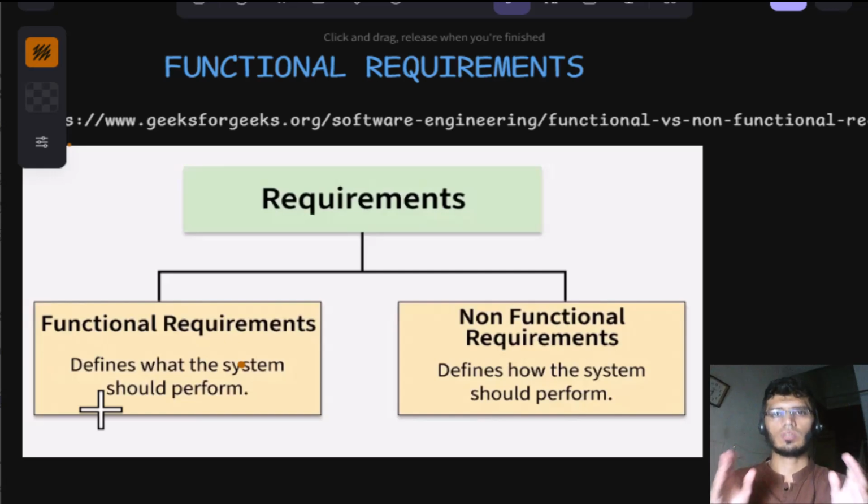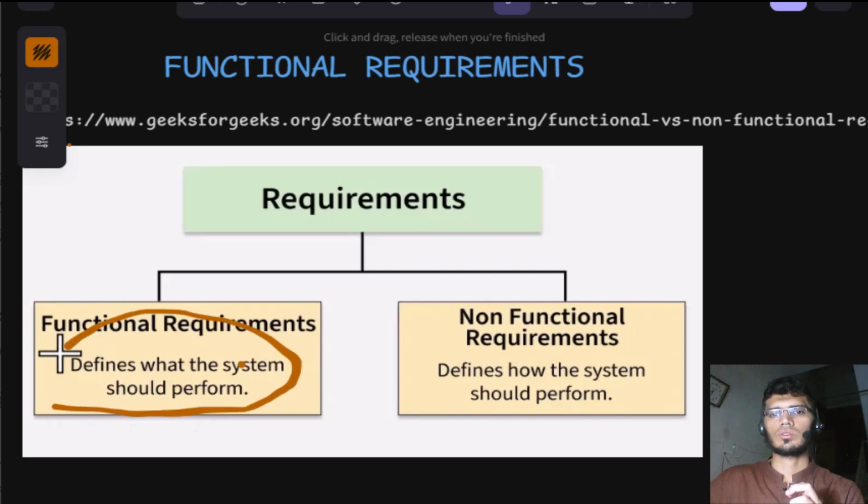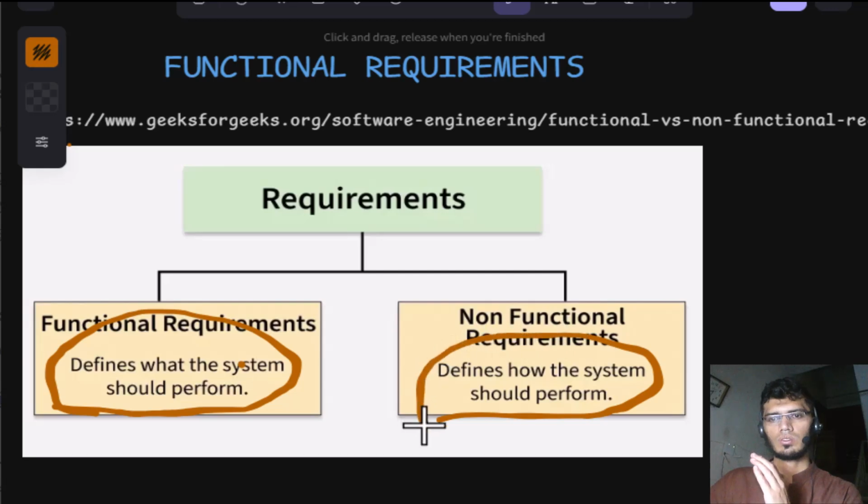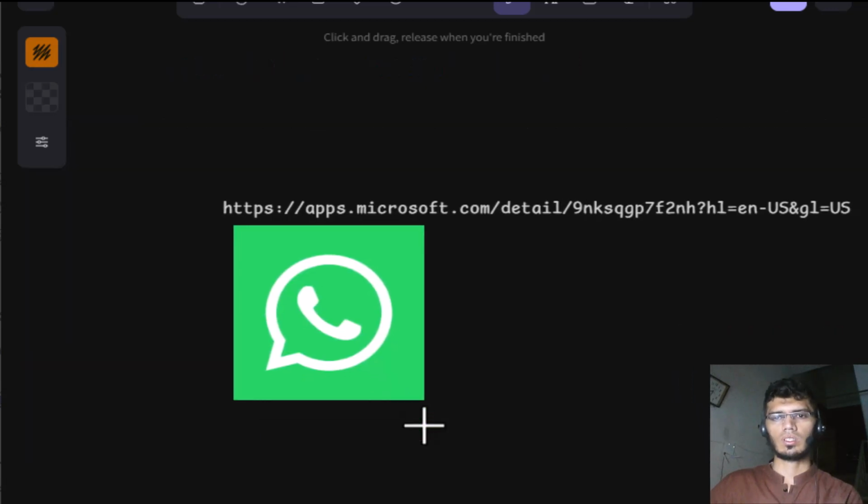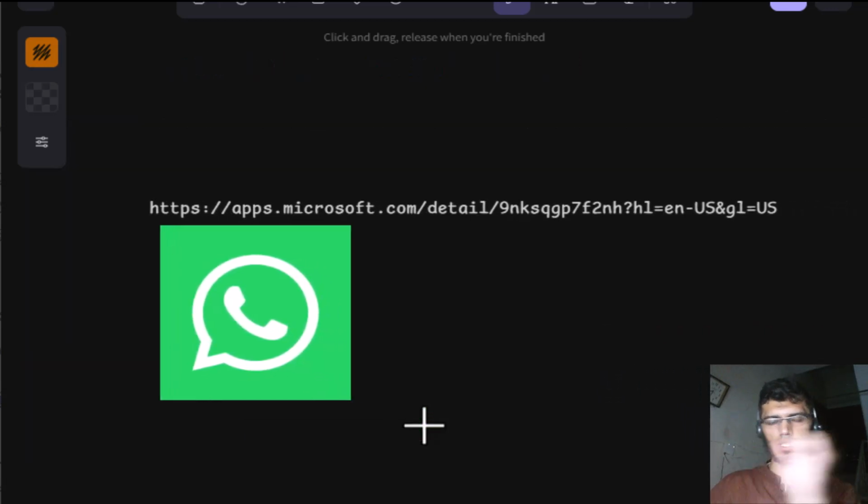So actually functional requirements are the features of our system. It defines what our system should perform, whereas non-functional requirements define how well our system should perform, and it includes scalability. So now let's come towards an example of a system. Consider the example of WhatsApp.